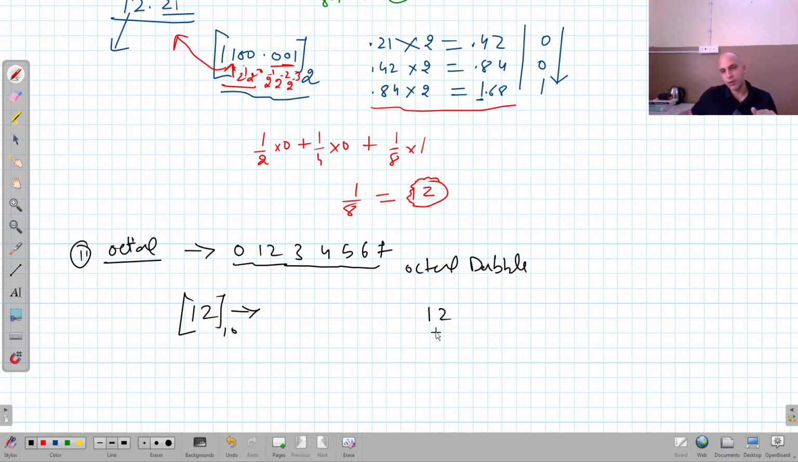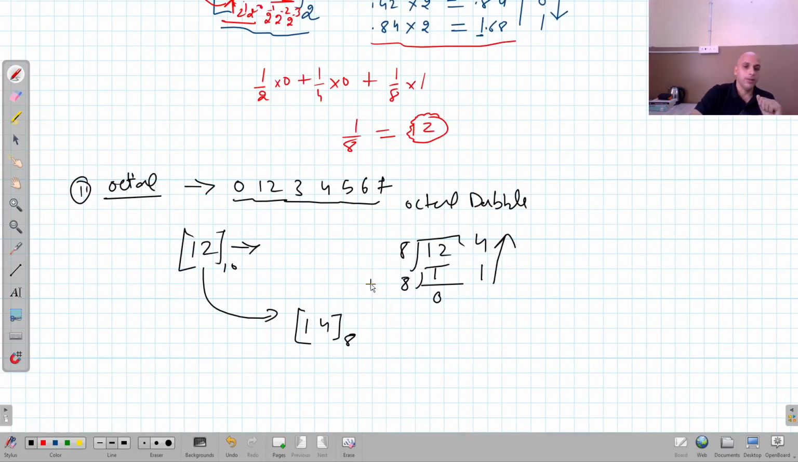So 12, the process is the same. Divide it by 8. 8 ones are 8, remainder 4. Then now again divide by 8, right? So quotient 0 and here the remainder is 1. So then what is the answer? The answer is 14 in base 8, right? So this is the equivalent of this number, right?